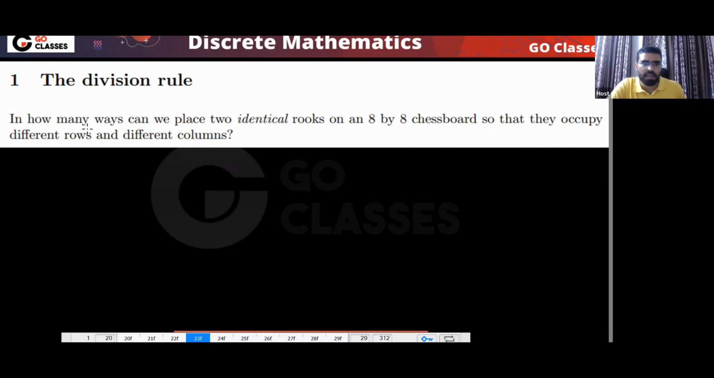This is saying: in how many ways can we place two identical rooks on an 8x8 chessboard so that they occupy different rows and different columns. A rook is basically your elephant in chess. Identical means two black rooks, or maybe two white. Identical means exactly the same. Now tell me what will be the answer.